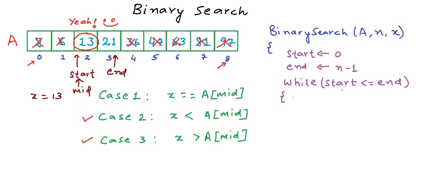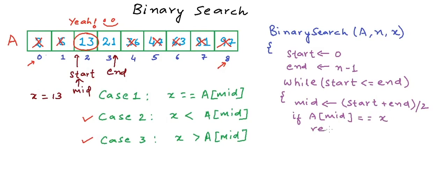Now I will write a condition here: while start is less than or equal to end, and I'll come back to why I'm writing this condition. So while this is true, we will find out the middle index of the search space as (start plus end) divided by 2. And now we will write three cases. If the middle element is equal to x, then our search is over.